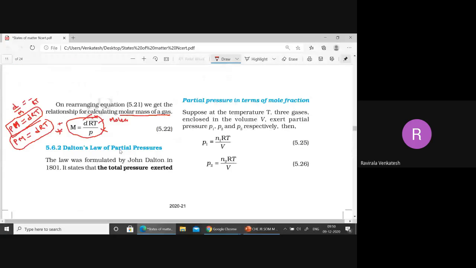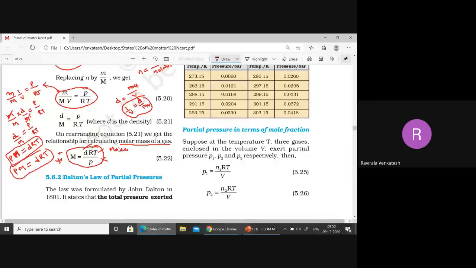Observe here, pressure and density. Both are directly proportional. So in the examination, you have derived it like this. When you derive it, you will get it. Understood?